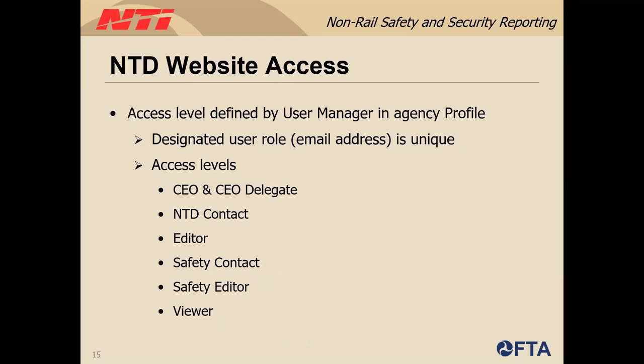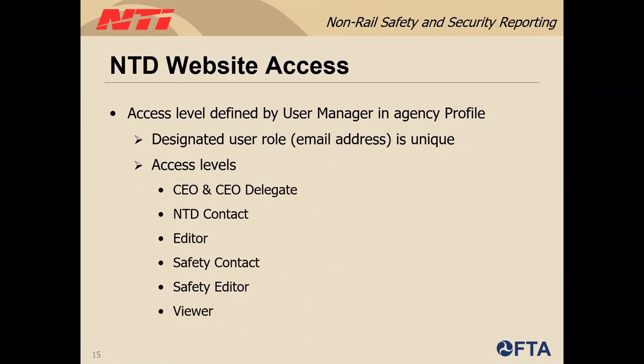The agency's user manager establishes a person's user role in the system. The user manager is also the point of contact if you need to have your user role changed. A person must be uniquely identified in only one role. There are six access levels for reporting in NTD.